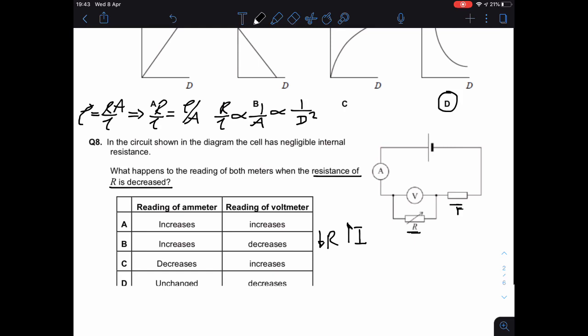So we're looking for answers A or B, and then we need to look at what happens to the potential difference across the variable resistor when its value decreases. Well, once again we've got a decrease in the value of R, which means as the charges pass through the resistor they lose less energy, so the potential difference across that resistor will decrease. So there's only one answer there, and that is answer B. Question 8, B.